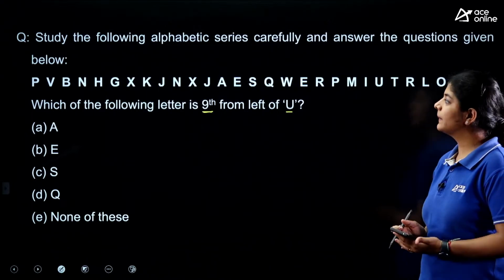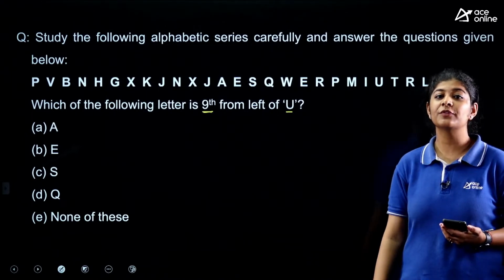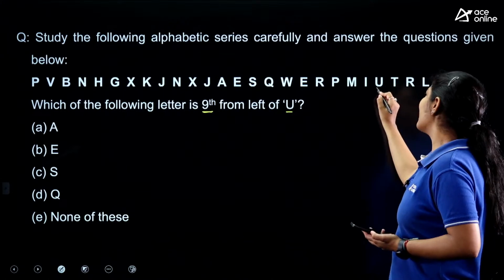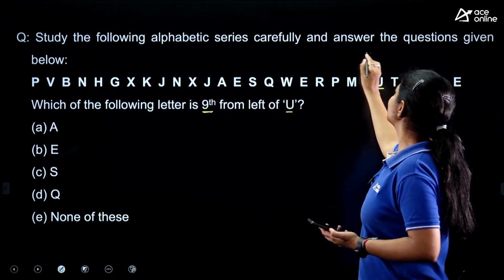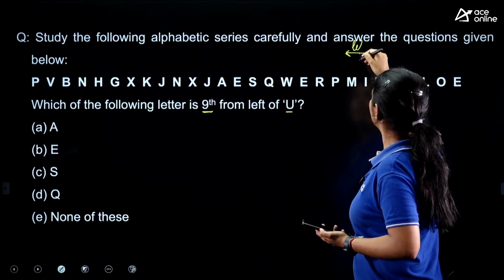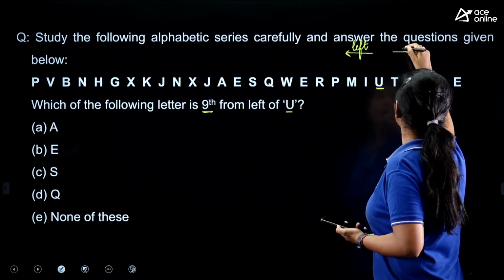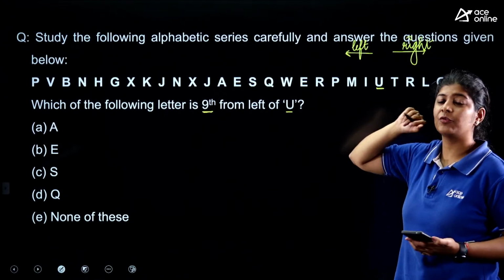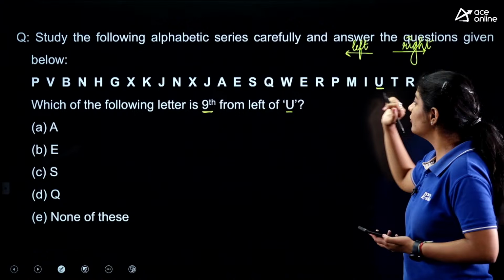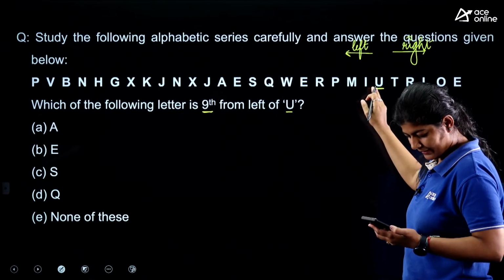So what answer are we getting in this one? First you need to figure out where U is. We only have one U in this particular series, right? This is my left side and this is my right side. And what do I have to figure out? I have to figure out the 9th letter from U, right?